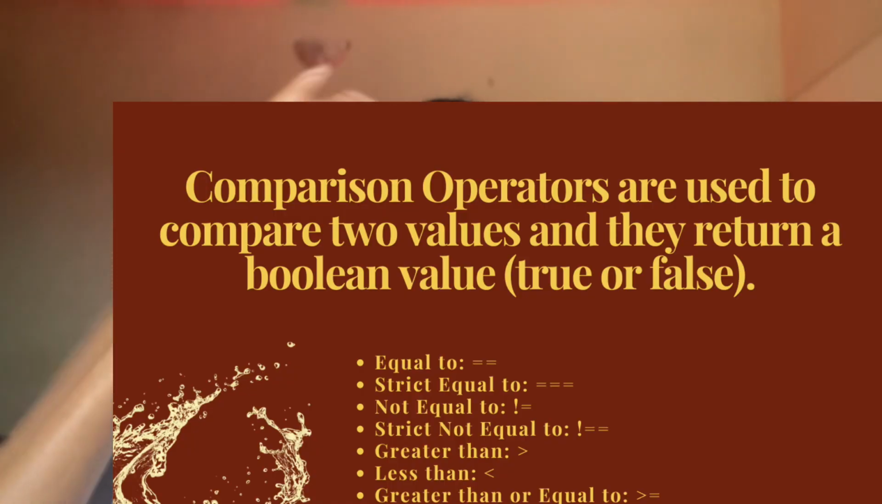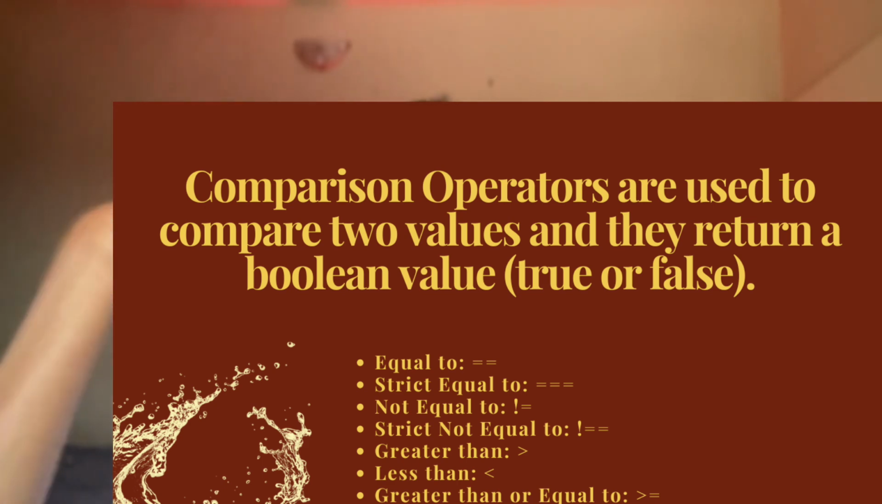We have the double equal, that means equal to, it checks for equality in value, and we have the triple equal, it is also called strictly equal to. It checks for the value and it checks for the type. We have the not equal to, we have the strictly equal to. Let's see them in action.